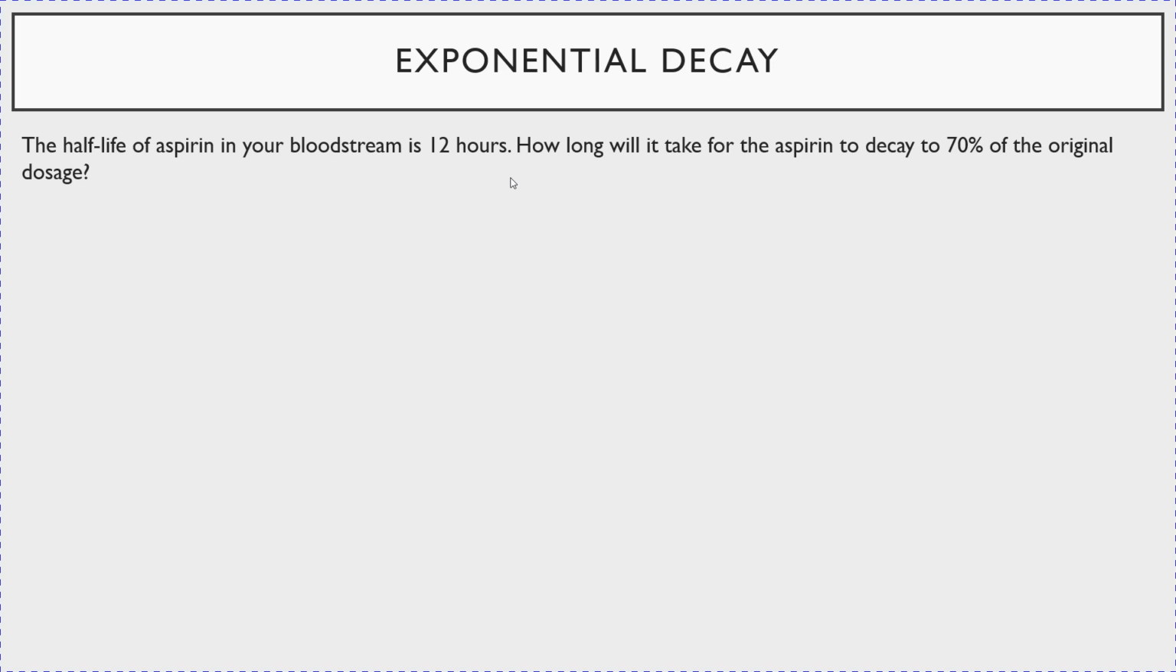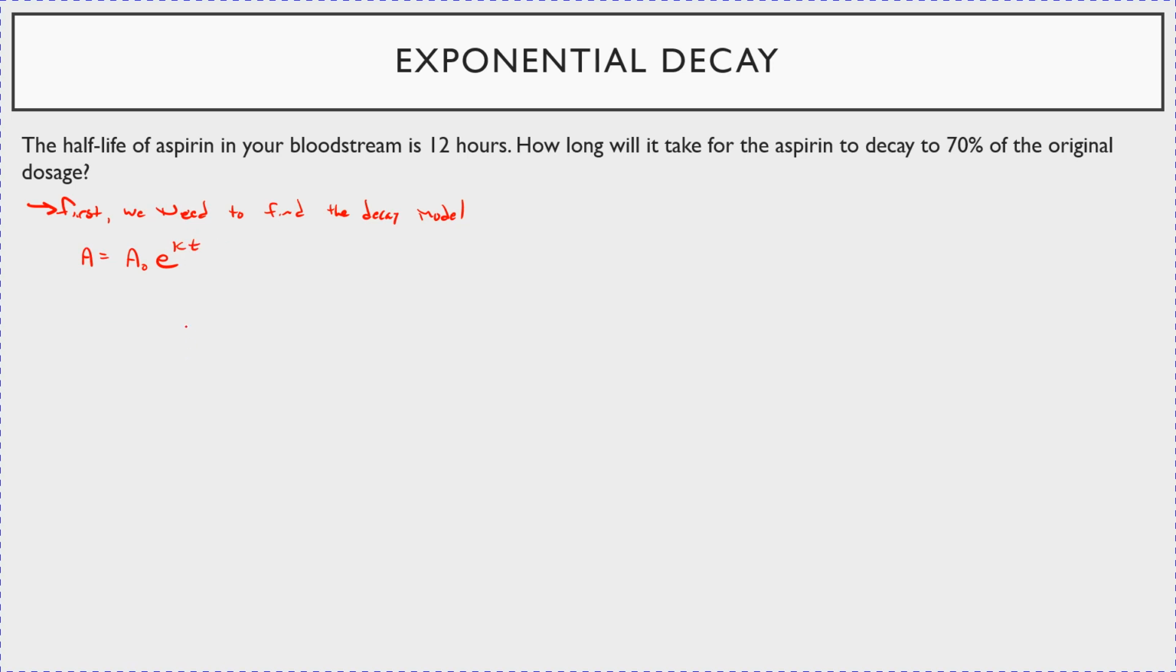All right, so it turns out the half-life of aspirin in your bloodstream is 12 hours, okay? How long will it take for the aspirin to decay to 70% of the original dosage? Okay. First thing we need to do here to solve, we need to find the decay model because the amount is decaying. All right. So the amount is equal to A sub 0 e to the kt.